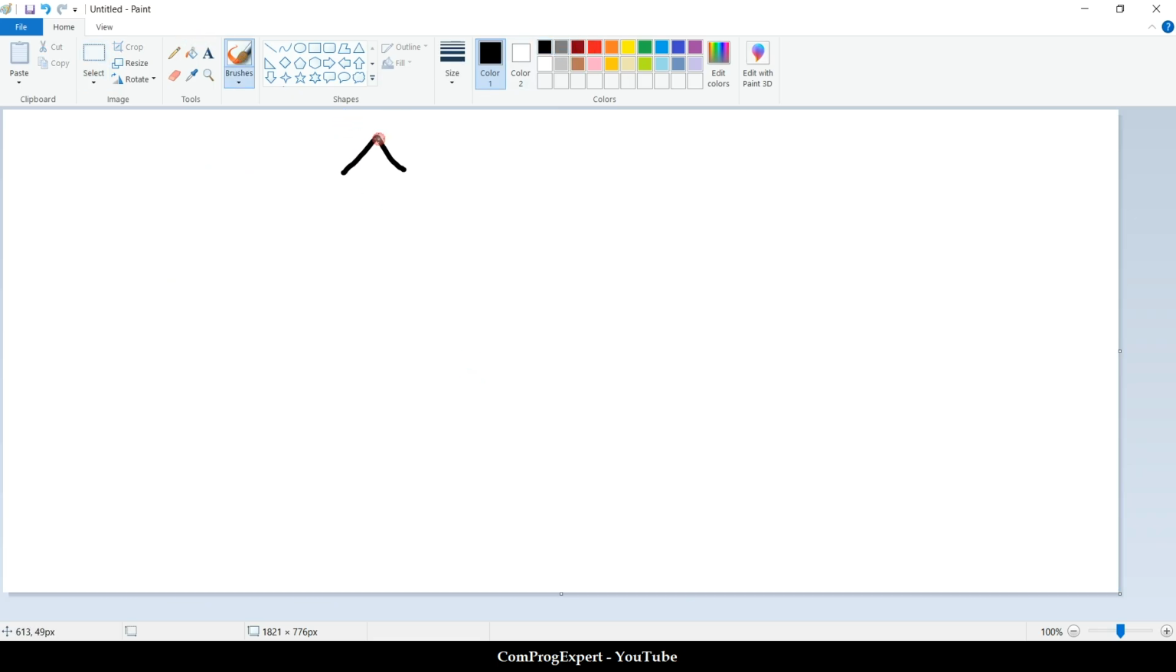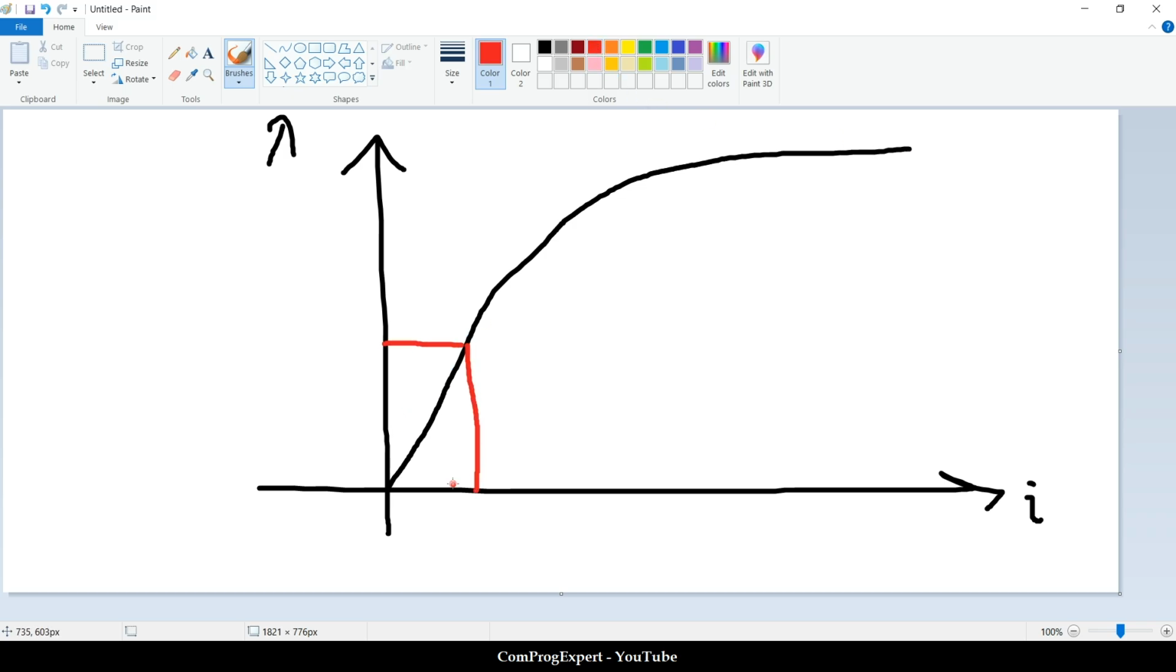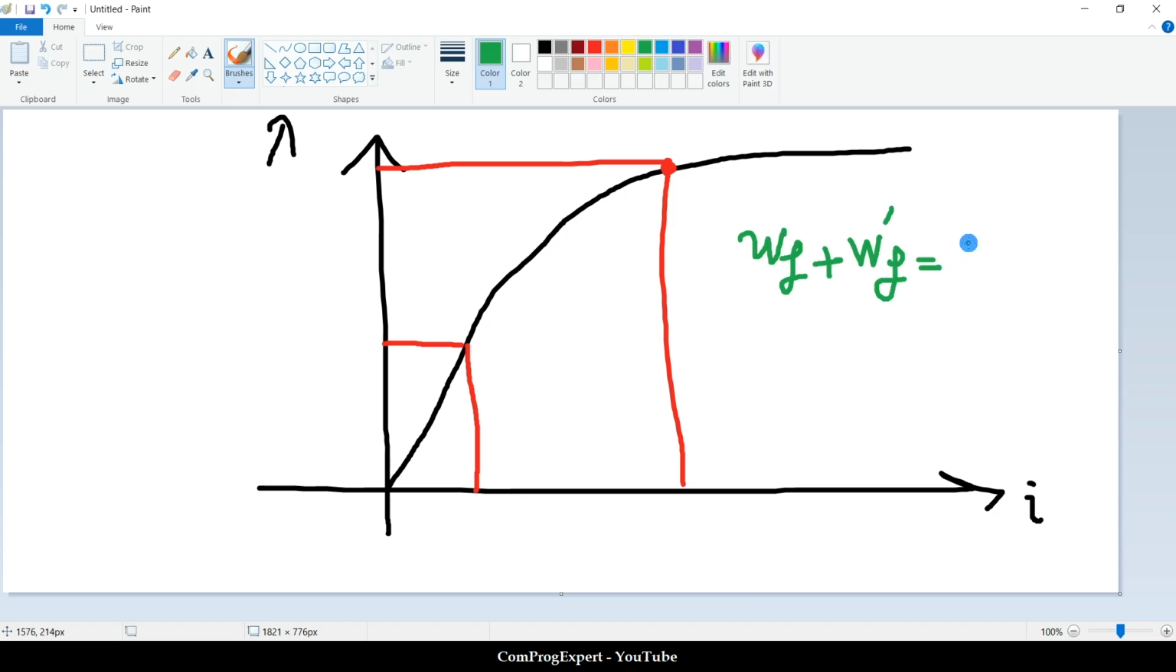For example, suppose we have this current, this is the flux linkage, and this is the HB curve. So when the level of the excitation is low, the value of the energy and co-energy are the same. But when we have deep saturation, we will have different values. Now let's investigate this equation. The energy plus co-energy WF prime must be equal to flux linkage times current.